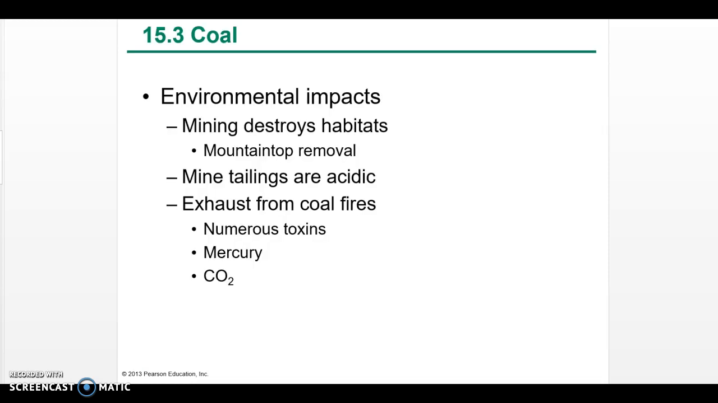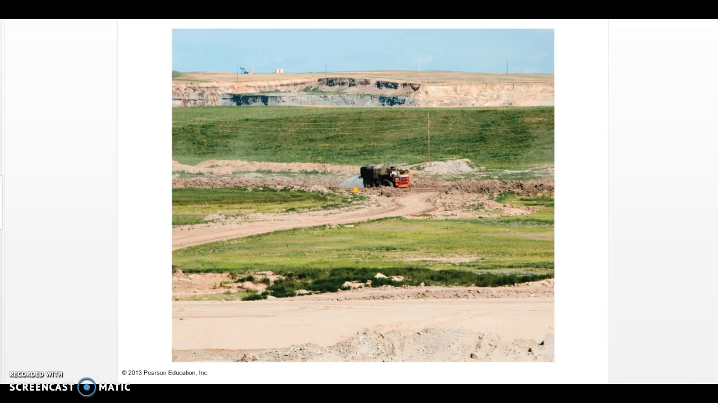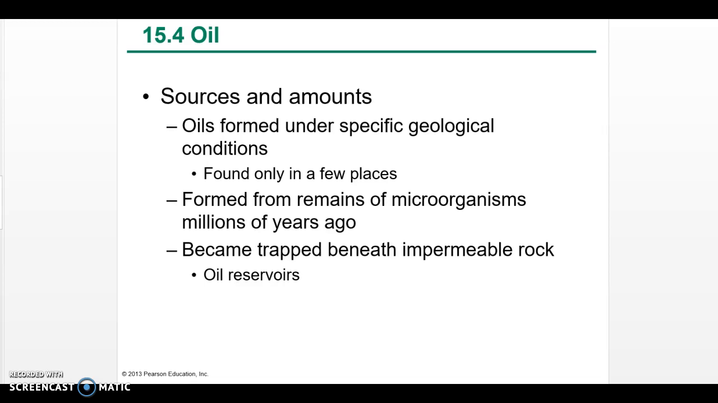The exhaust from coal burning power plants, of course, is a huge concern in terms of greenhouse gases and the greenhouse effect in climate change. This is an open pit mine. You can just see there's a lot of issues with it.